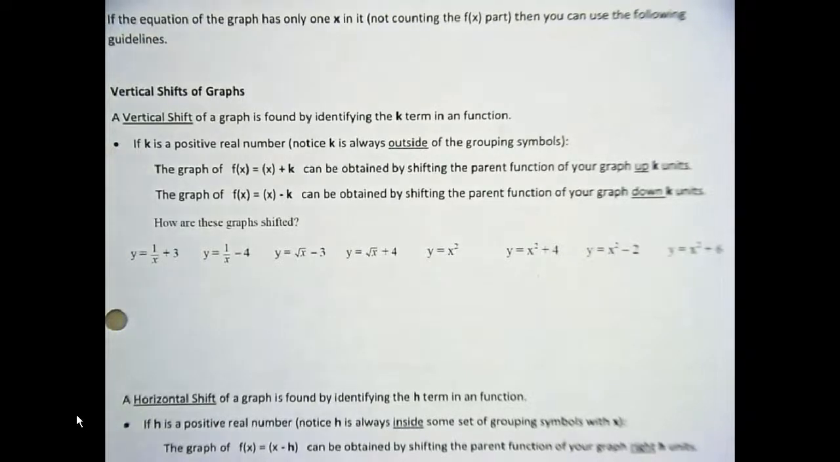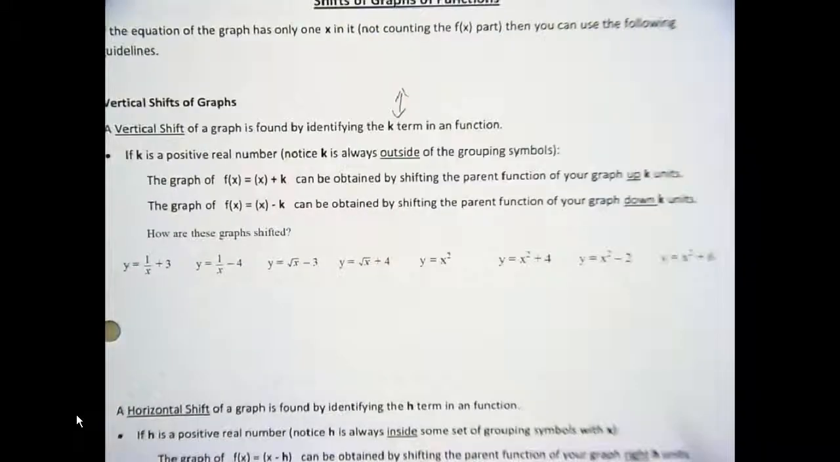A vertical shift of the graph is found by identifying the k term of the function. Now first, everyone needs to understand what vertical and horizontal mean. So with your arm, show me vertical, please. Some of you still don't know what vertical is. Okay, now go to horizontal. Good, horizontal. All right. So if I'm shifting a graph vertically, it means I'm going up and down. I have to identify the k term in a function.